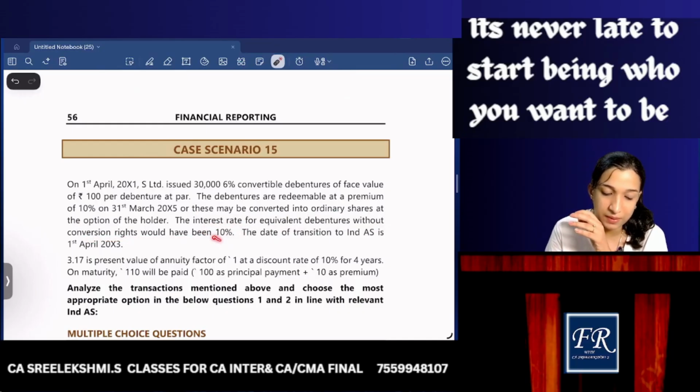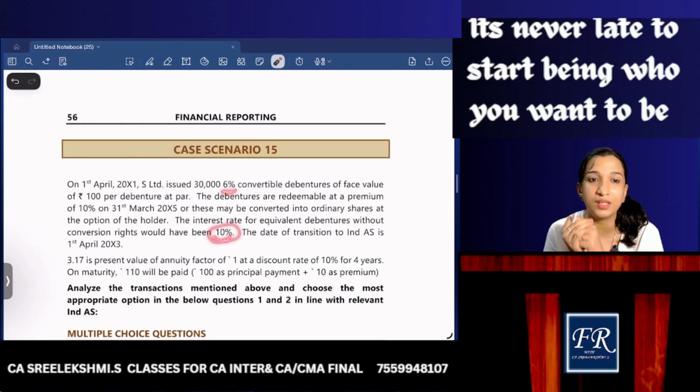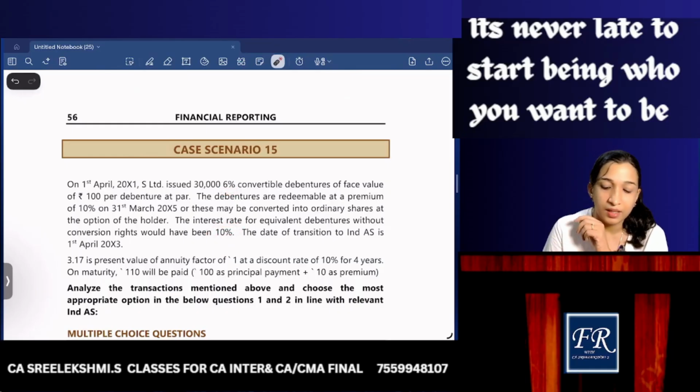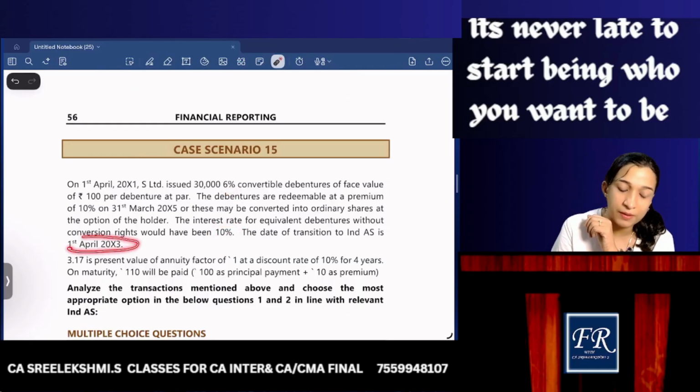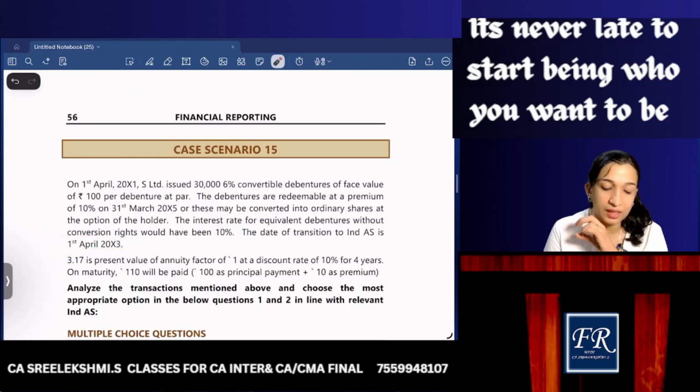So here 10% is the actual interest rate for a non-convertible debenture. Because it is convertible, it is 6%. Date of transition is 1st April 2013. 3.17 is the present value factor of annuity. Then on maturity, 110 will be paid.